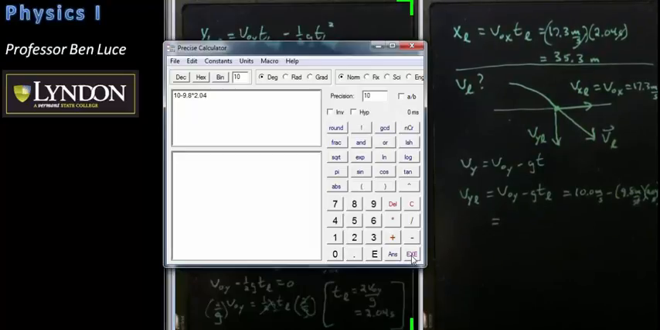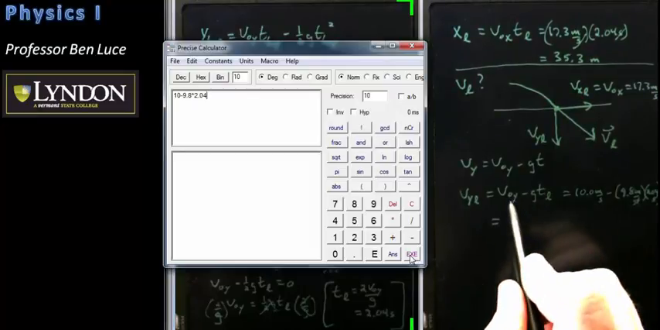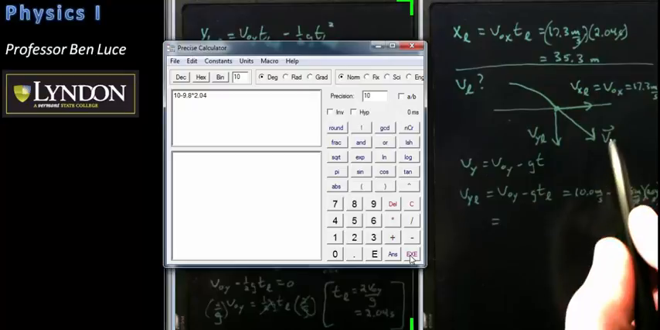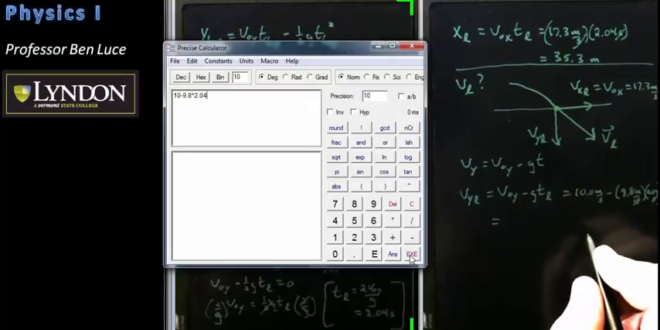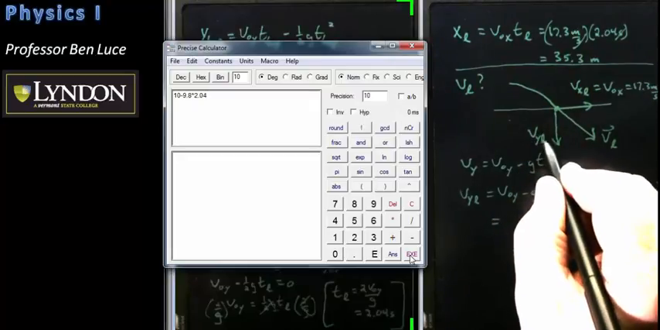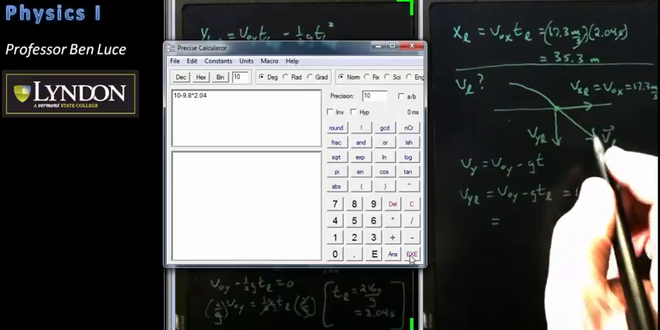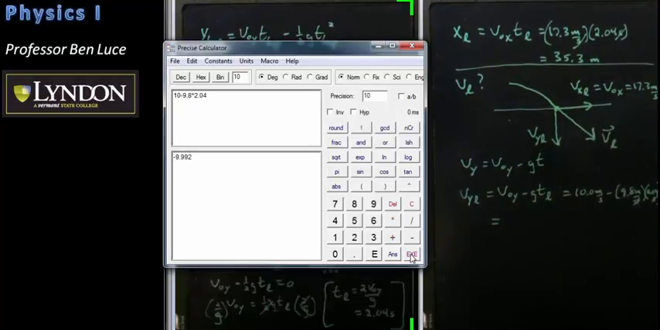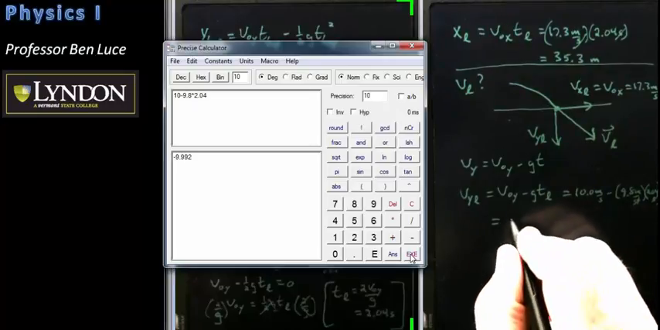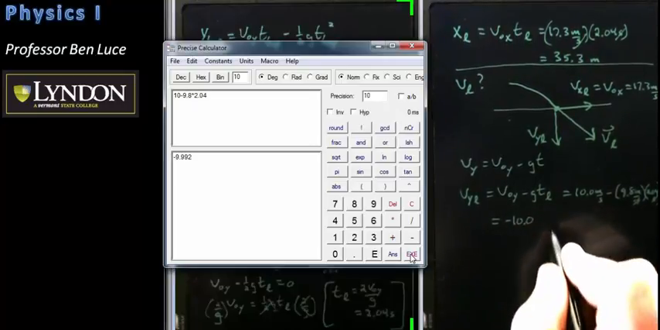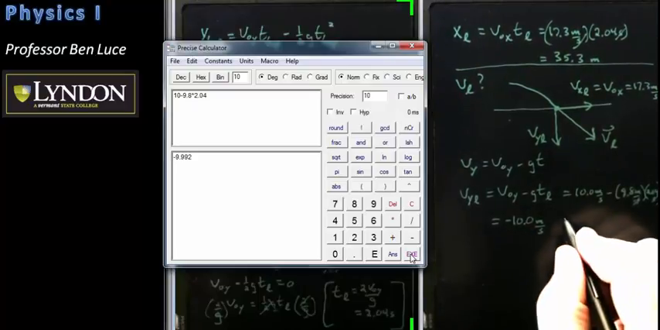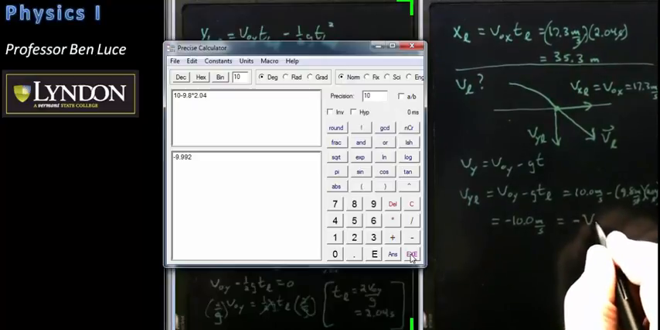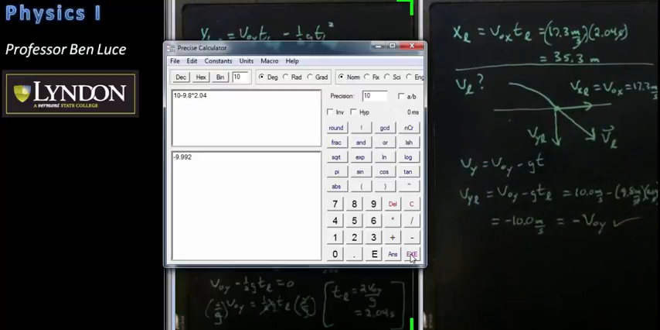And what do you think the answer is going to come out to be? Think about it for a second. Remember, V naught Y was 10 meters per second in the upwards direction, but here we are at the end of the trajectory. So by symmetry, you might guess that VYL is equal to minus V naught Y. So let's see the result. And in fact, if you look at that to 3 sig figs, indeed, that's minus 10.0 meters per second.